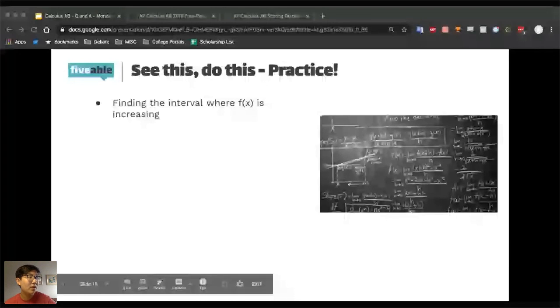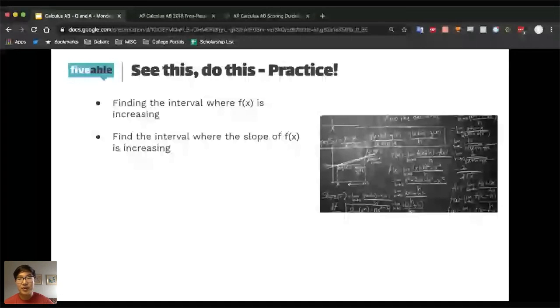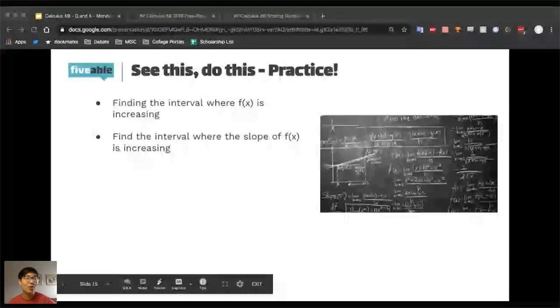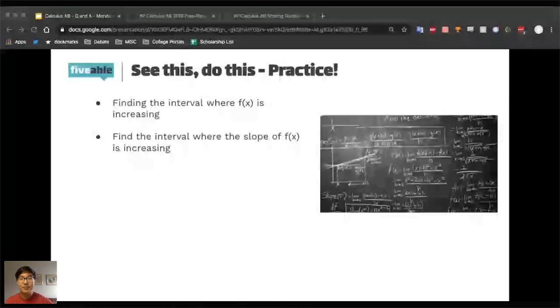Okay, let's keep going. How about finding the interval where the slope of f of x is increasing? What would we do then? Keyword is slope. Yeah, you'd want to find where the second derivative is greater than 0. But remember, it has to be an interval that covers f prime and the second derivative. So yes, it's where the second derivative is greater than 0. Okay, let's keep going.